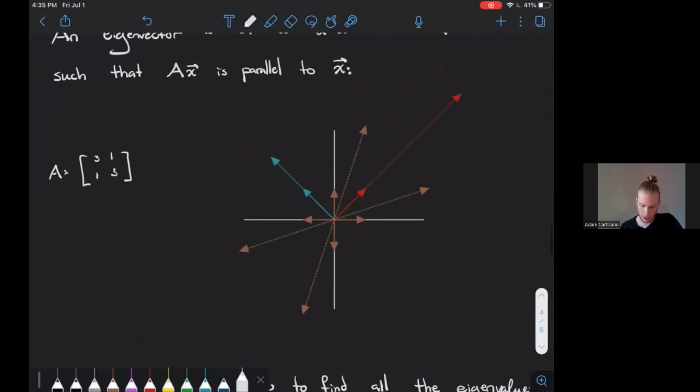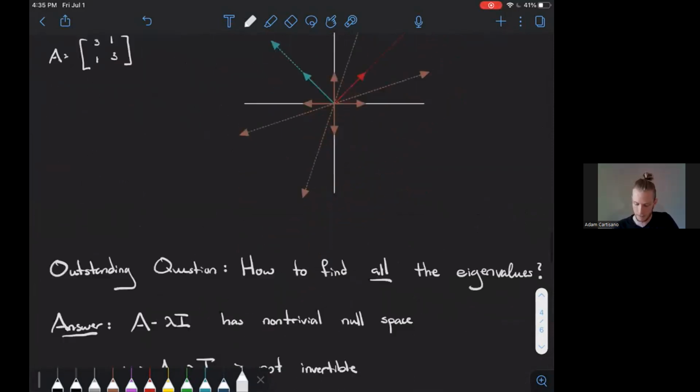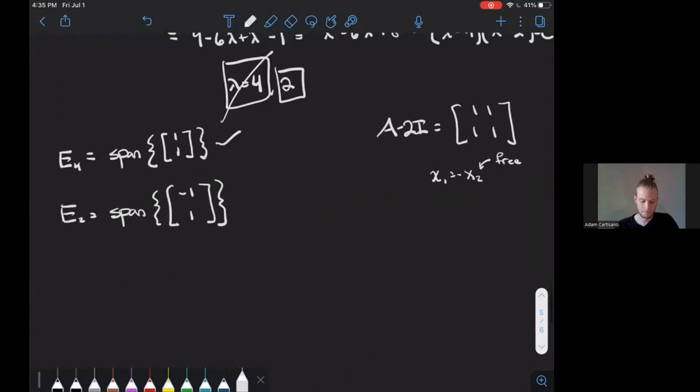Also, back to the geometry. Notice this one's only getting doubled in terms of length, whereas this one's getting quadrupled. It corresponds to two different eigenvalues. And the eigenspaces are the lines spanned by those vectors, literally all the way out in either direction. So there we go. This is it for the 2 eigenspaces and 2 eigenvalues.